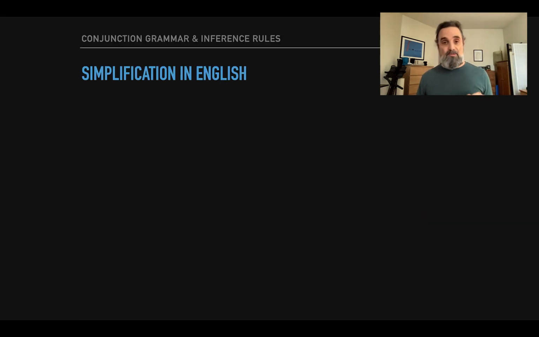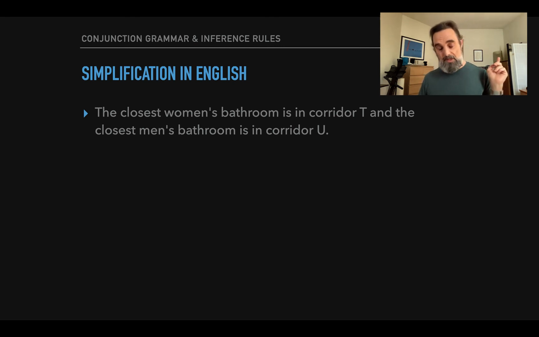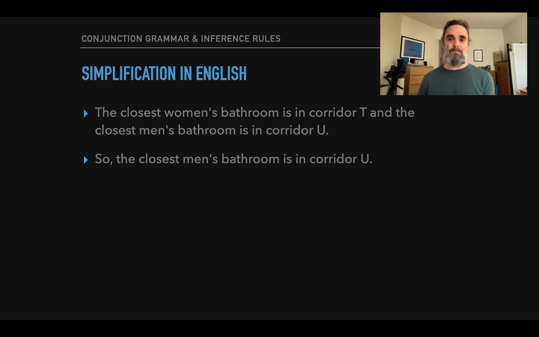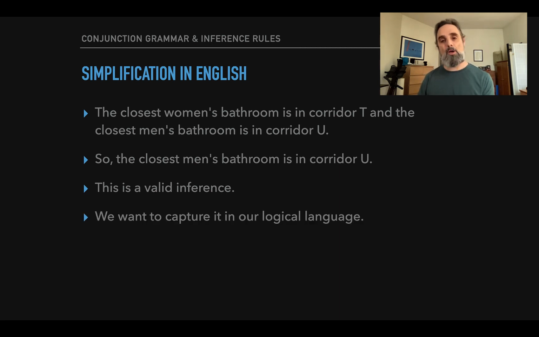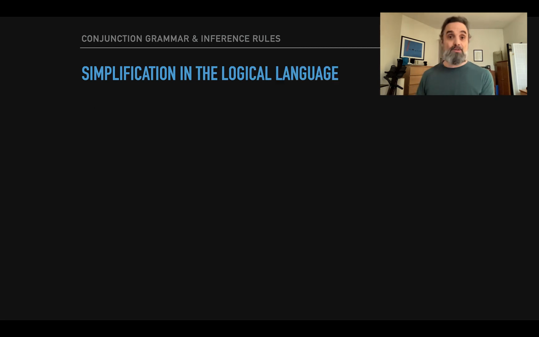One rule we have is called simplification. This is the example we saw in the text. The closest women's bathroom is in corridor U, and the closest men's bathroom is in corridor T. So it follows from that the closest men's bathroom is in corridor T. It's a valid inference, right? No matter what, the conclusion is true if the premise is, and you don't need to know anything about the specific vocabulary used in the inference. The premise is an "and," and the conclusion is one of the two pieces of the "and," so if the premise is true, so is the conclusion. So we're going to capture it in our logical language, and it's really straightforward.